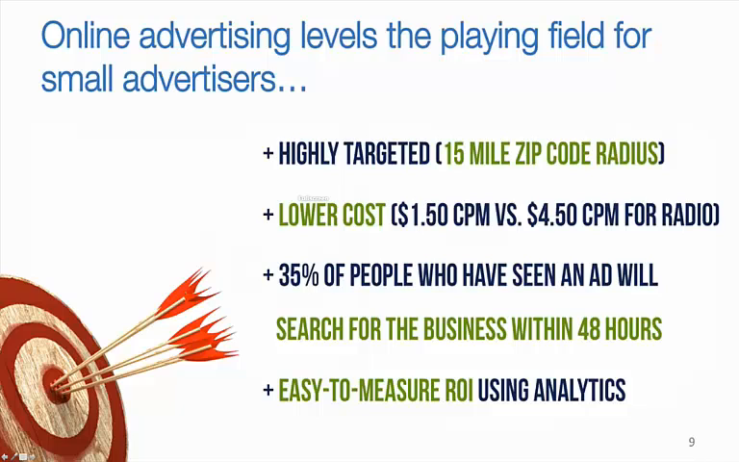So the availability of online advertising, the lower cost, the targeting, all of these things are now leveling the playing field for smaller advertisers. Okay, you can now target the people that you want to see within a 15-mile zip code radius of your business. So many people think, well, geez, how could I possibly afford to run an ad on Yahoo or CNN or ESPN? Well, the technology has made it possible now that you can only show ads on that site to people within a 15-mile radius of your business.